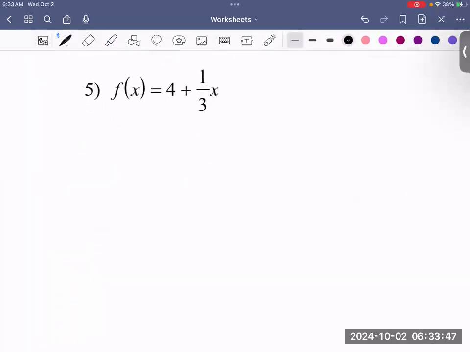Now let's look at your next one. 4 plus 1 over 3x. So again, let's change f of x to y. Switch your x's and y's. Now start to solve for y. So get this y alone. First thing to come over would be this 4.